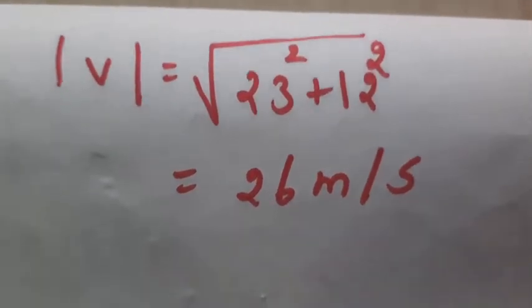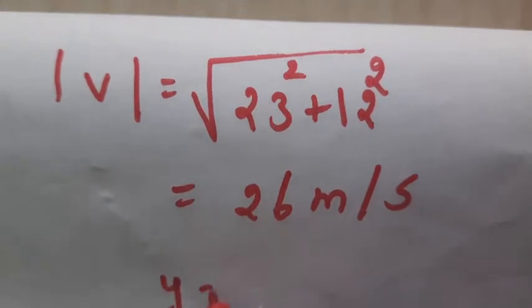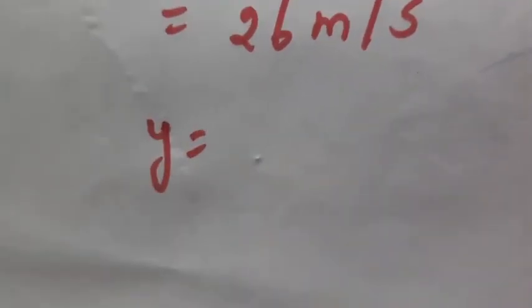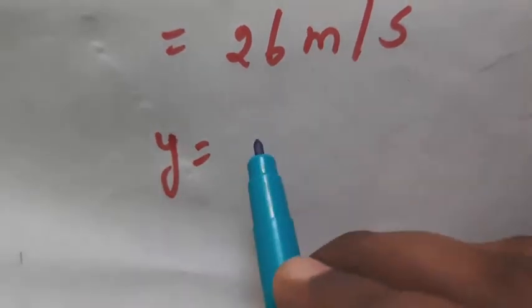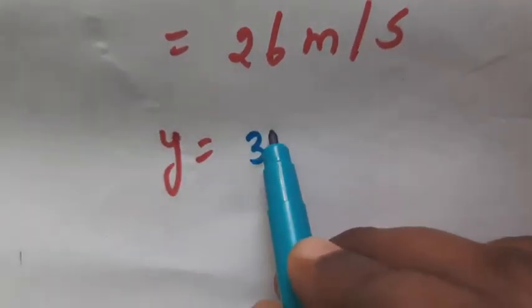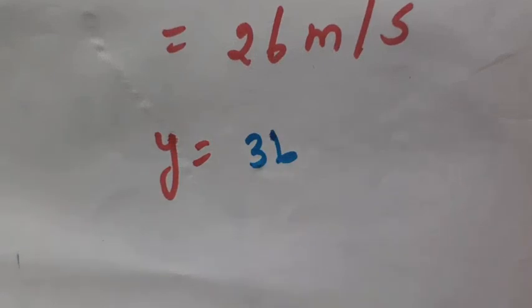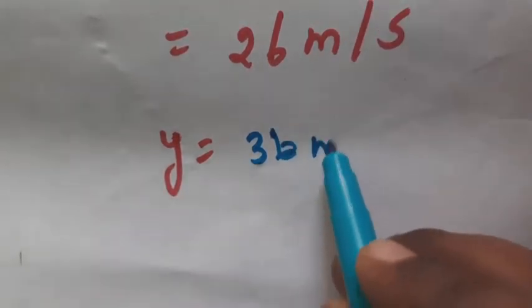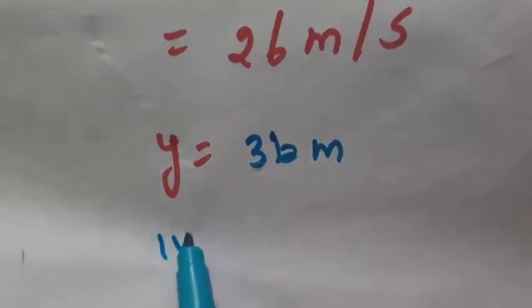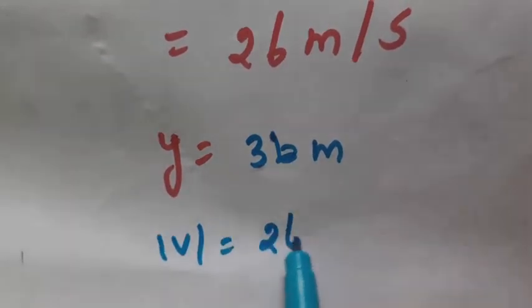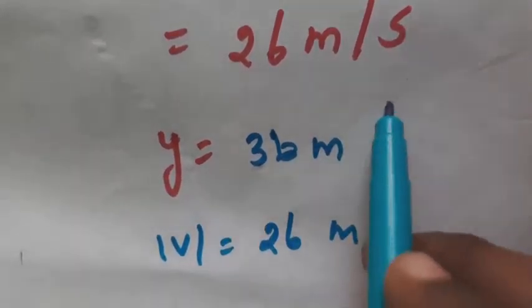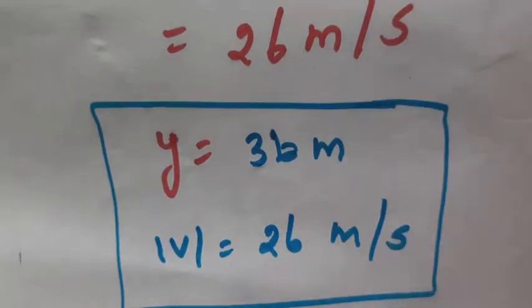So as per that, what is the y coordinate? We found the y coordinate as 36 meter, and the modulus of V, the speed, we found as 26 meter per second. So we found this one. This is the answer for this case.